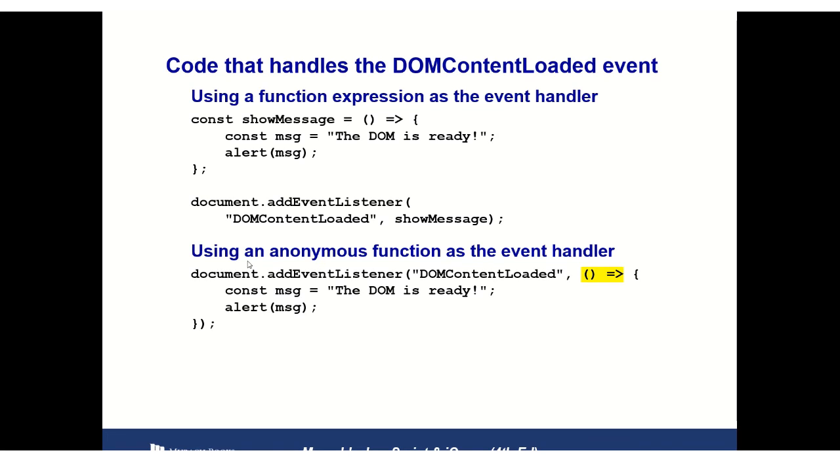You can use an anonymous function as the event handler. This is the way we use the anonymous function. Anonymous function means you don't have to mention its name. You can put the arguments and that's all. Okay, this is the functional representation in JavaScript.